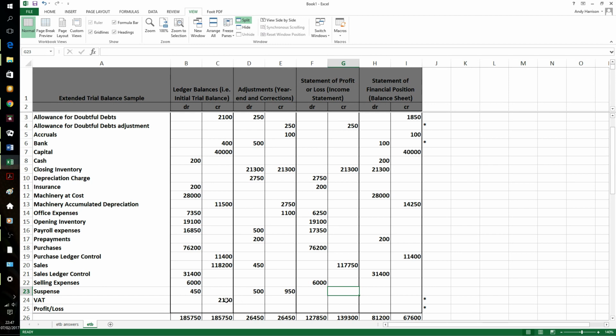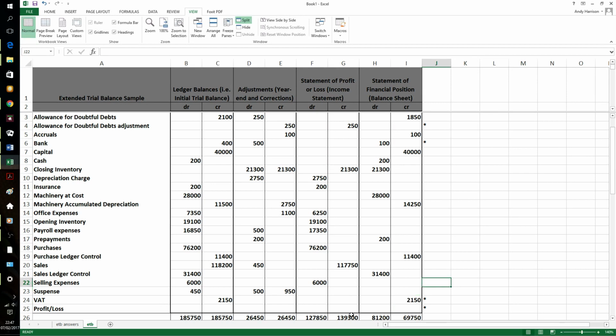One that's confused occasionally, this is a liability. We've taken some money on behalf of the government off our customers and we're going to pay it over to the government. Although we write a cheque out for it, it's not actually an expense, it's a liability. We will pay it at a date.